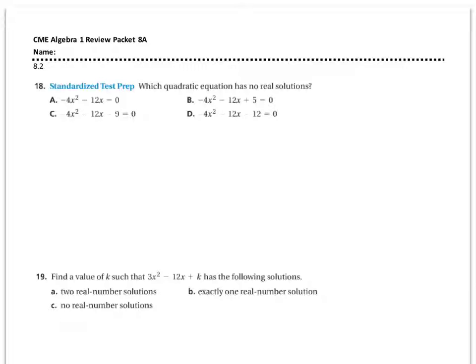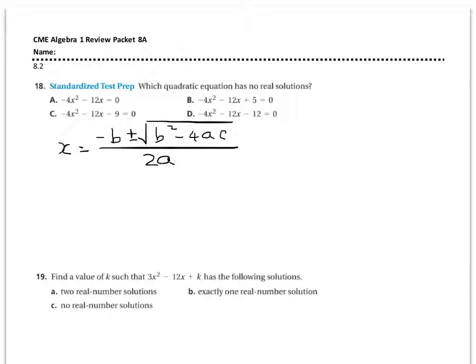So we can use the quadratic formula, which is x equals negative b plus or minus the square root of b squared minus 4 times a times c, over 2 times a. So a is the coefficient of x squared, b is the coefficient of x, and c is the constant. So let's take a look at b.